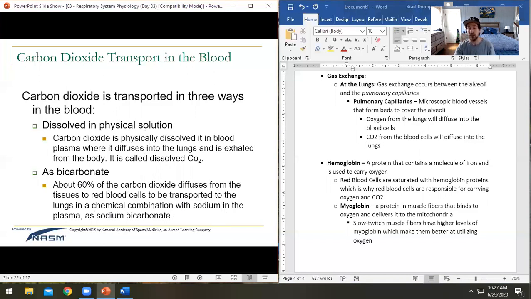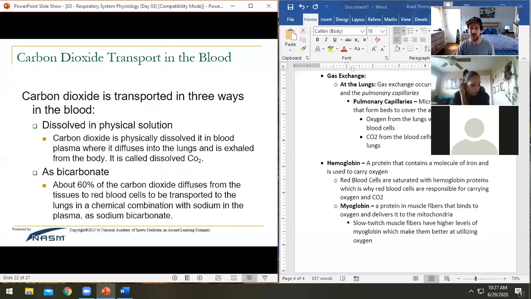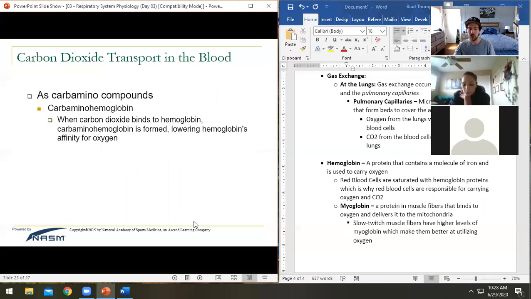This is another reason why maintaining your electrolyte balance is so important. Sodium is an electrolyte. You want to make sure you have some of that inside of your cells and inside of your blood so that it makes it easier for you to deliver oxygen.